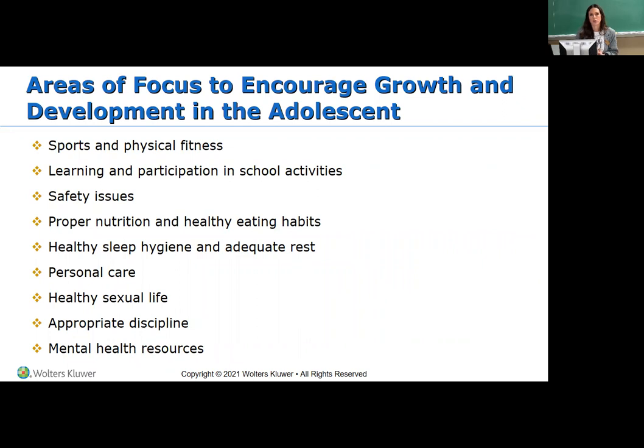So focus to encourage growth and development. Of course, sports, physical fitness, making sure that they're active and participating in school activities. We need to be specific in some of the safety issues and make sure that they get that proper education. We're also giving them proper nutrition and healthy eating habit education as well, and then set an example, be an example for them.